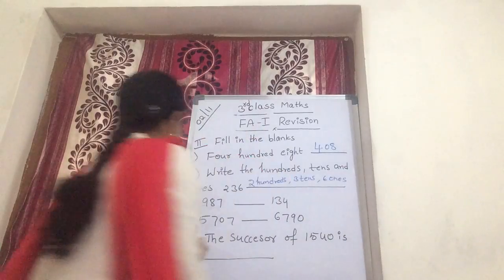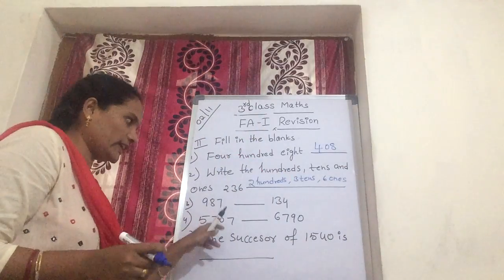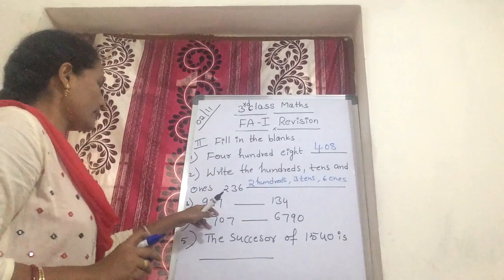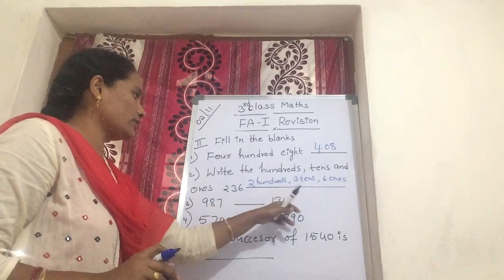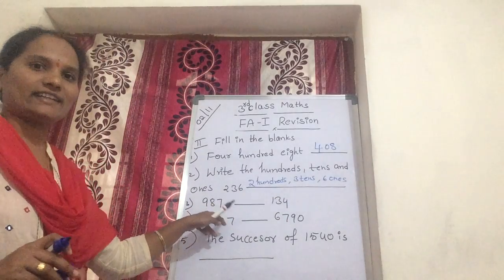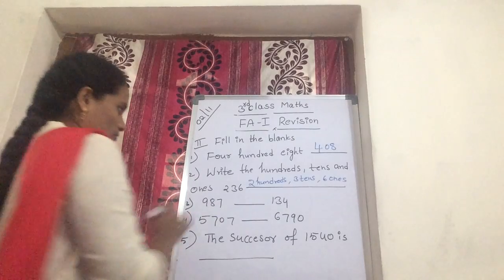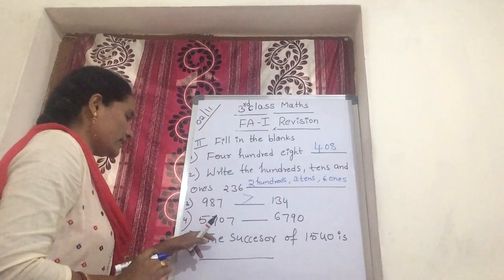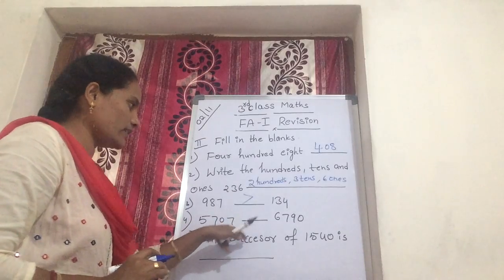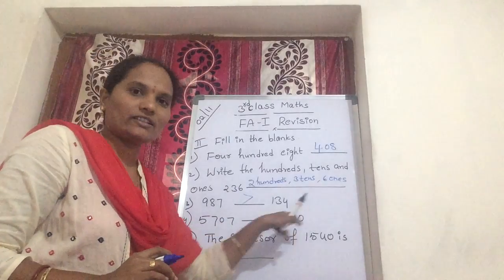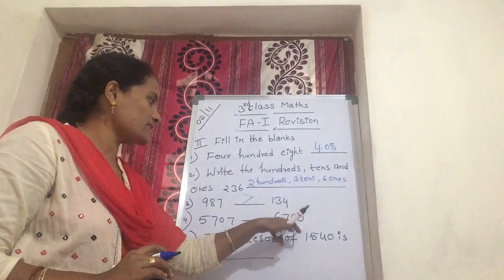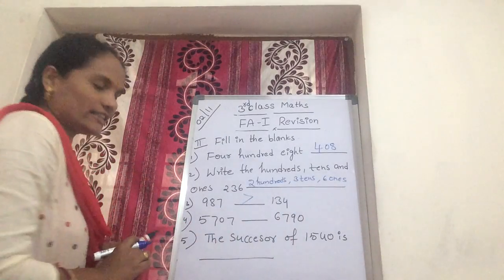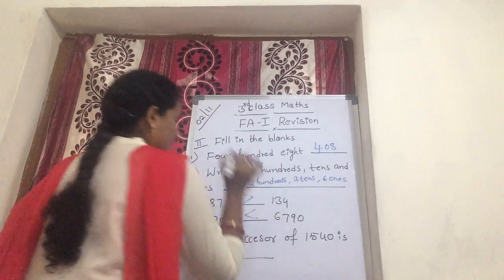Like that. Okay, Amma? Now here we are putting symbols. 987, 134. Which one is big? 987. Which symbol are you putting? Greater than. Next one, 5,707, 6,790. Which one is big? 6,790. So you are putting less than.